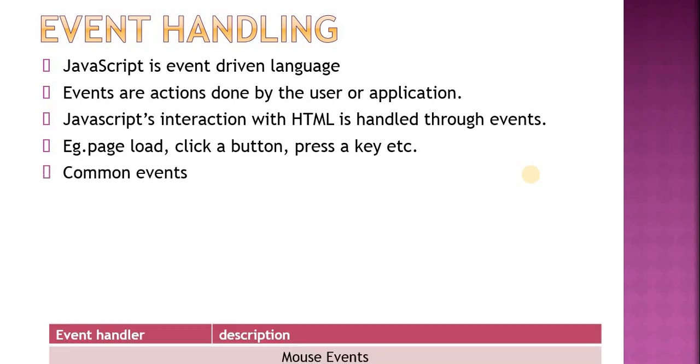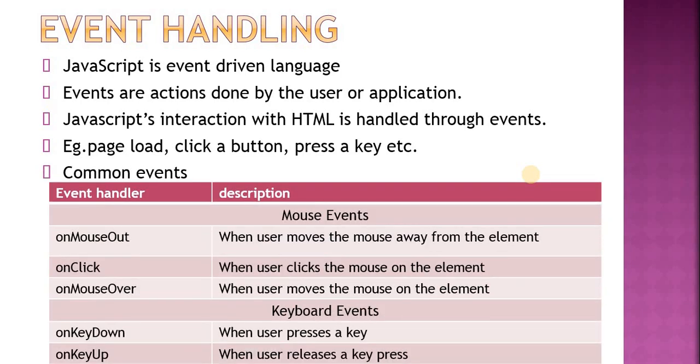Some common events are, for mouse, we have onmouseout, when the user moves the mouse away from the element. So when we have moved out of the element, then the event will be fired. Onclick, when the user clicks the mouse on the element. The third one is onmouseover, when the user moves the mouse on the element.